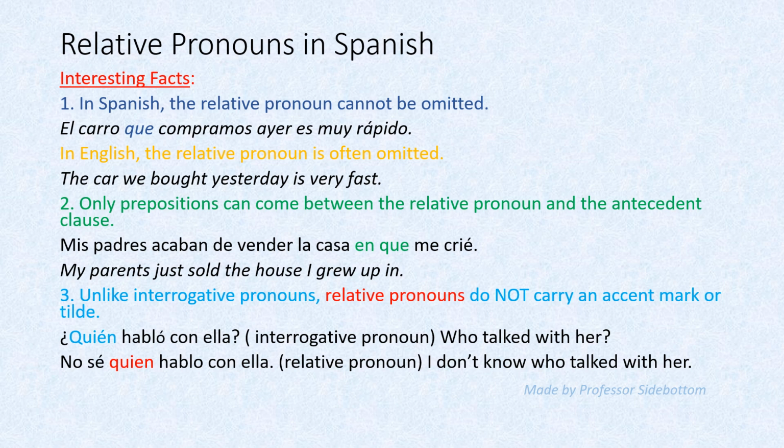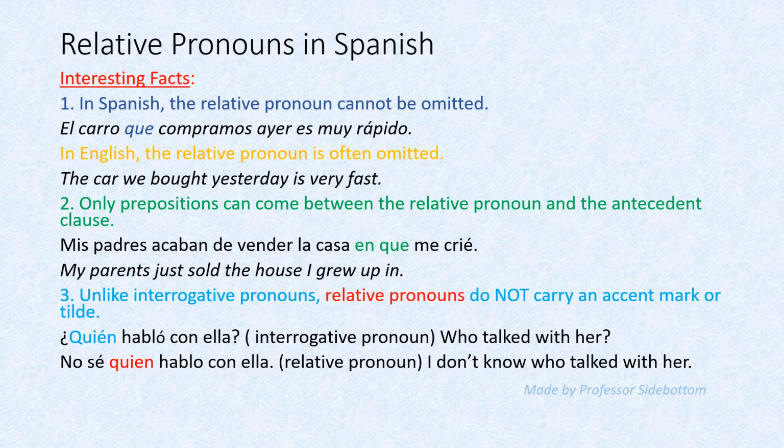Number 2, only prepositions can come between the relative pronoun and the antecedent clause. Mis padres acaban de vender la casa en que me crié. My parents just sold the house I grew up in. Notice there is the preposition between the antecedent clause, mis padres acaban de vender la casa, and the que.